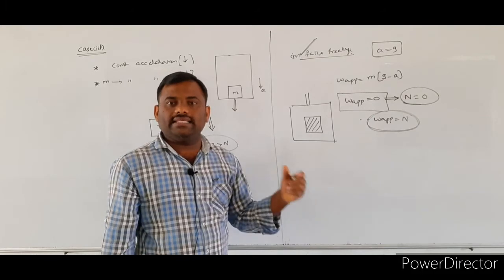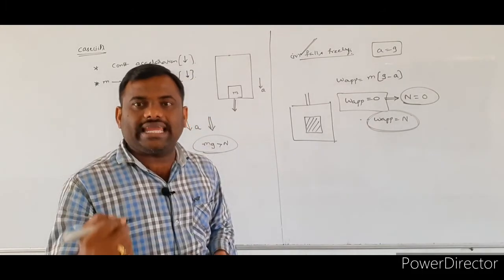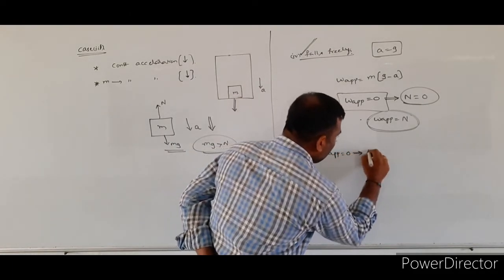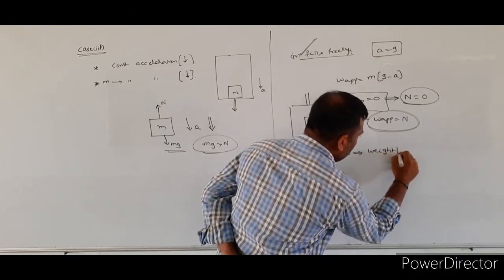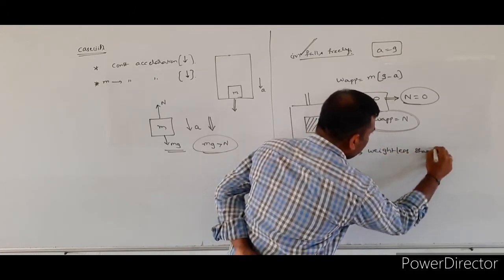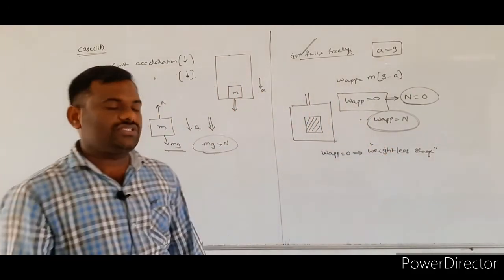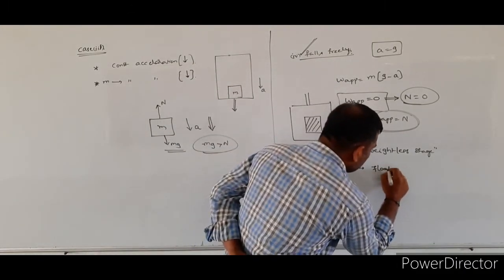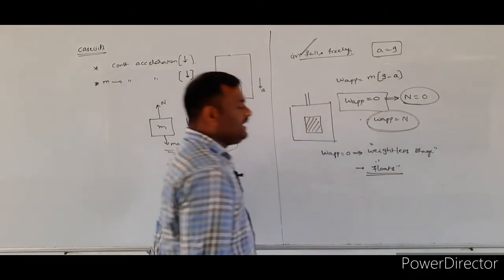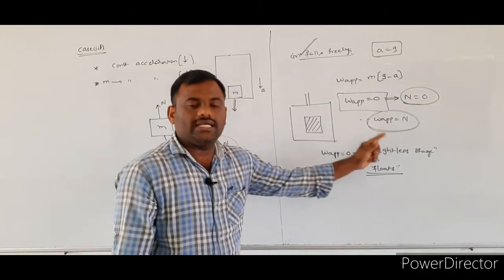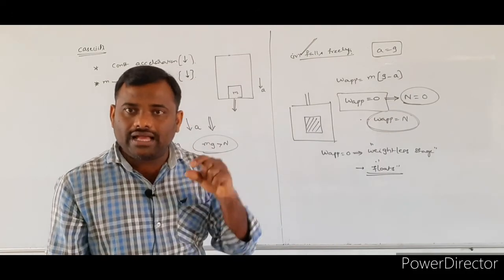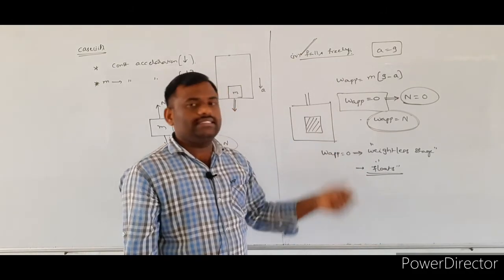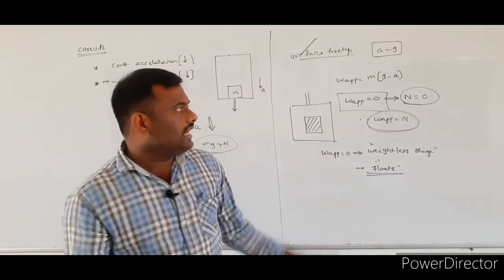At this instant, a weightless state will exist. So whenever apparent weight value is equal to 0, which type of state will be existing? Weightless state will be existing. That means the object will float in the air. There is no contact with the surface. Such a state we say is either a weightless state or the object floating in the air. Only then will we say its apparent weight value is equal to 0. So this is the application of the elevator concept.